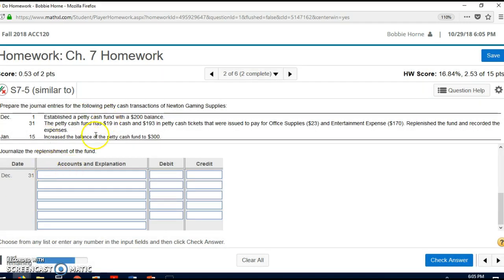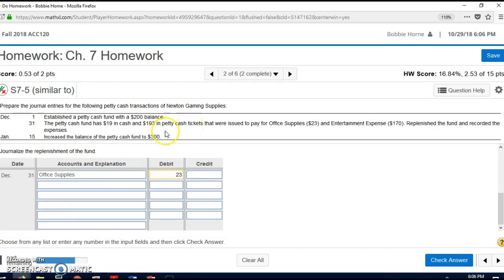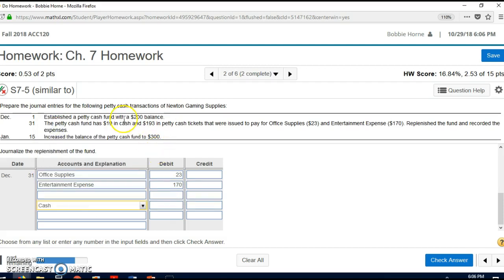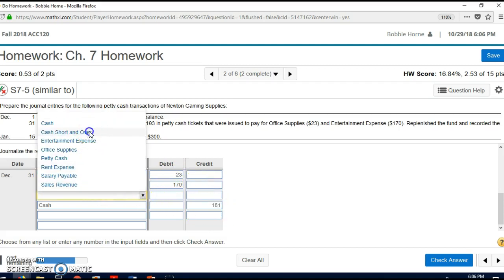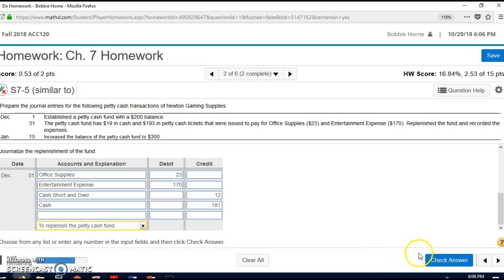Then on the 31st, the petty cash fund has $19 in cash and $193 in petty cash tickets that were issued for office supplies. So we need to record that we purchased some office supplies, and we need to record an entertainment expense of $170. And then we need to credit cash for the amount that we need to put in there. So if there's $19 in cash in the drawer, then we need to put $181 back in. So if you add your debits up, your debits are more than your credits, so you would have cash short and over of $12. So this would be to replenish the petty cash fund.